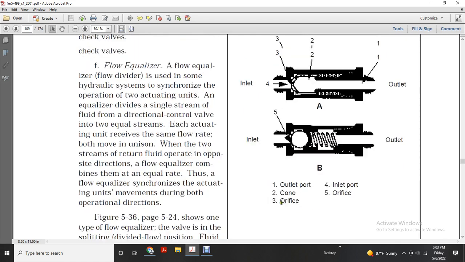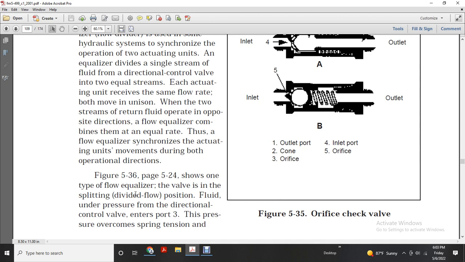Figure 536 shows a flow equalizer, a flow divider, part of a hydraulic system synchronized in operation, actuating two units. The equalizer divides a single stream of flow from the directional control valve into two equal streams, each actuating unit receiving the same flow rate and moving in unison. With return fluid operating in the opposite direction, the fluid is combined at an equal rate, but less the equalizer flow. The equalizer synchronizes the actuating units' movements during both directional operations.